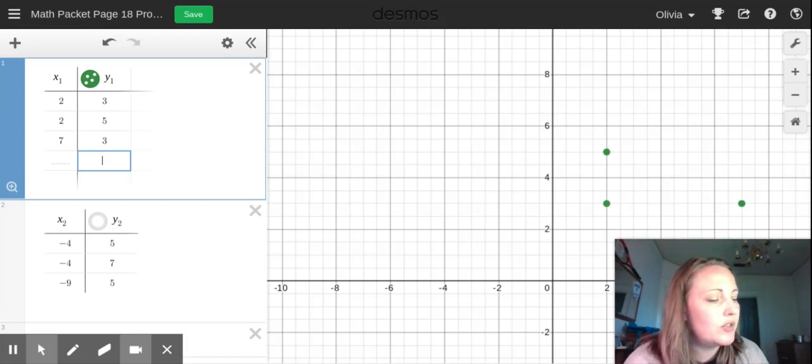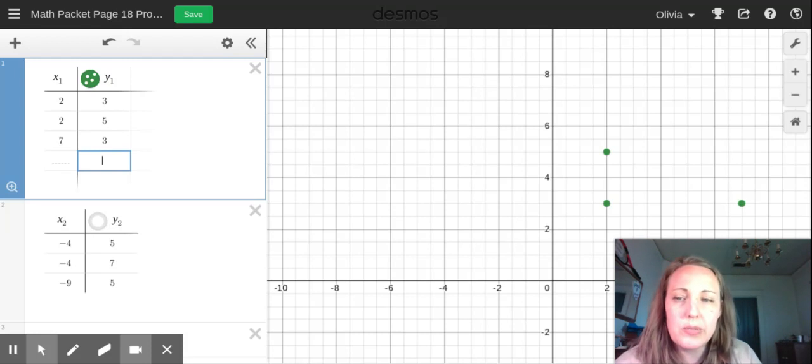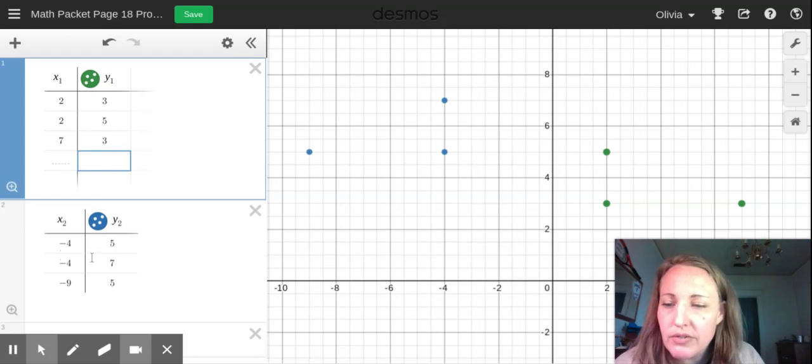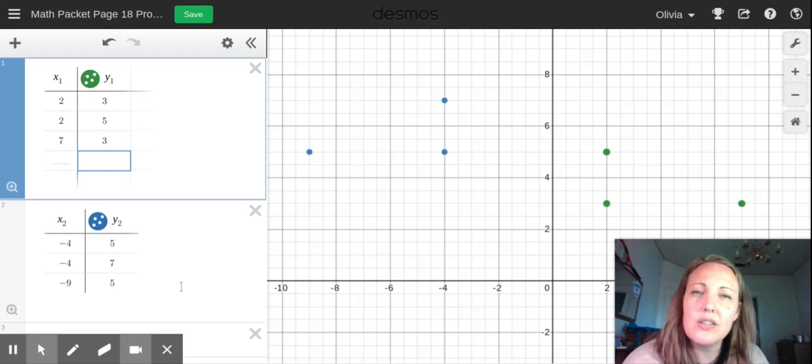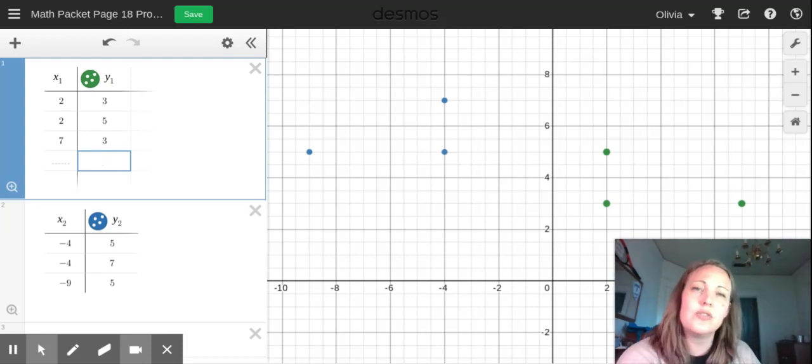And it says that Stuart created a triangle on the same coordinate plane using these values. Okay, so I'm going to bring them up: (-4, 5), (-4, 7), (-9, 5). What kind of triangles did both Donnie and Stuart make? Do you remember what those are called?